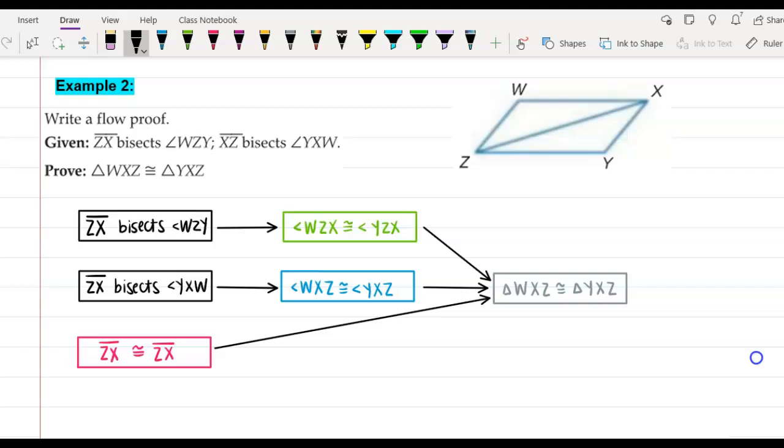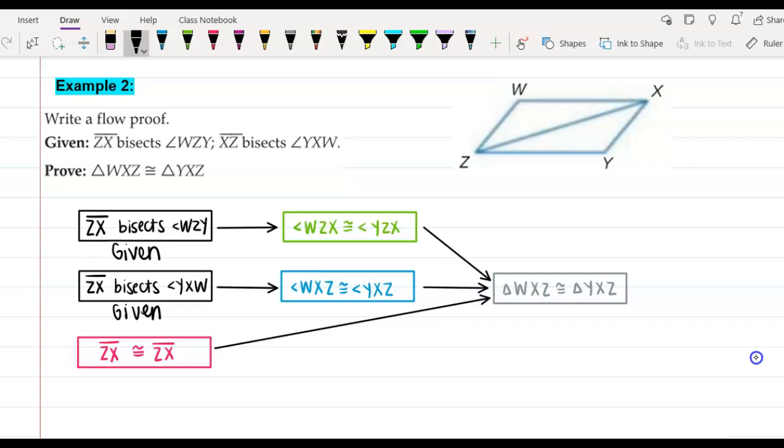So first, let's figure out which ones are the given. ZX bisects WZY, that's this first one here, so we're just going to write given underneath, and then XZ bisects, so that would be this one right here. And then we have that pink one, which we'll get to later. Both of these givens say very similar things.